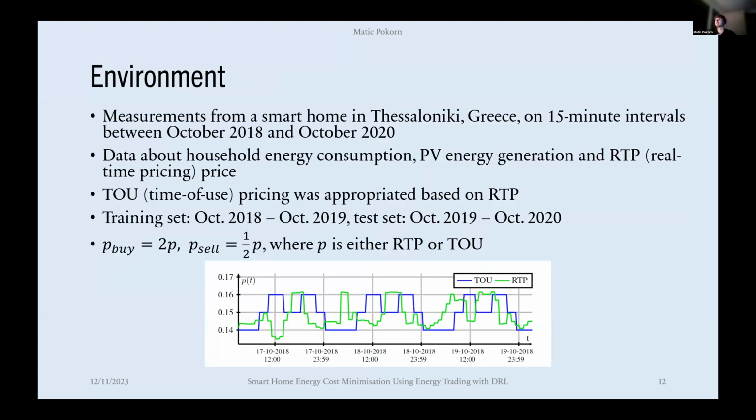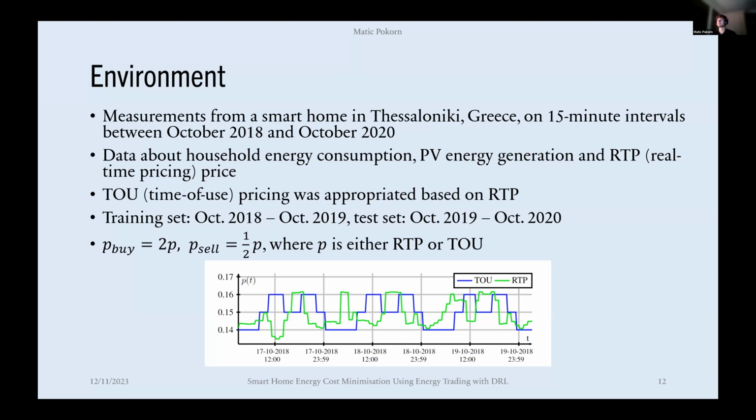What kind of environment are we in? For our simulations, we used measurements from a smart home in Thessaloniki in Greece at 15-minute intervals between October 2018 and October 2020. This data includes energy consumption, photovoltaic energy generation and real-time pricing energy price. We also use time of use pricing, which we approximate based on RTP. So the mean of RTP is the same as the mean of TOU, and then we choose some offsets to create three pricing blocks: on peak, off peak, and mid peak, which you can see on the graph below. You have both pricing functions for a period of 3 days.